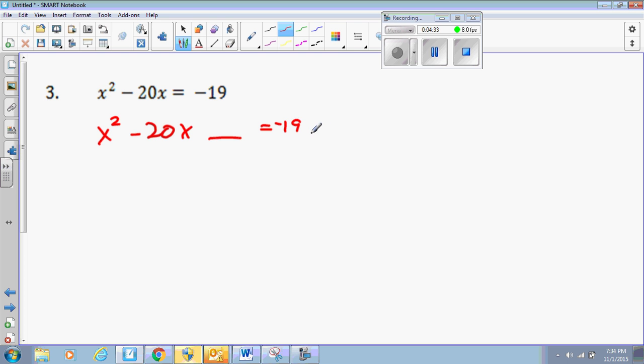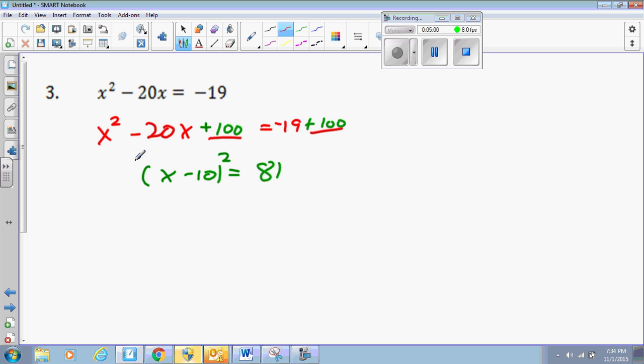At this point, what I'm going to do is add a constant to both sides. Half of negative 20 is negative 10. Negative 10 squared is negative 10 times negative 10, which is plus 100. And this side is plus 100. And now this is going to factor to be x minus 10 squared equals 81.